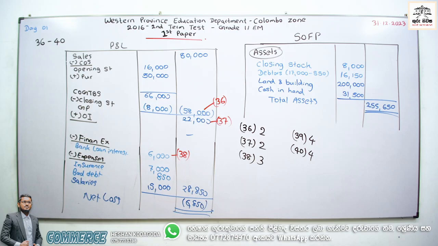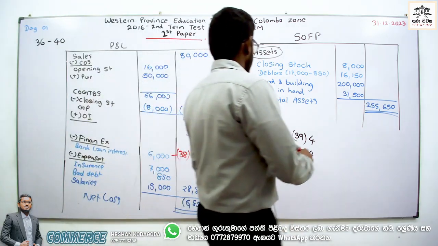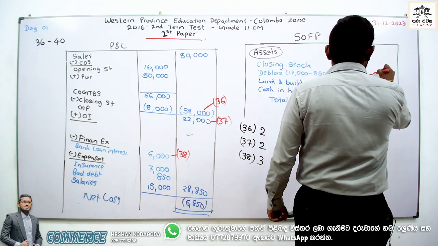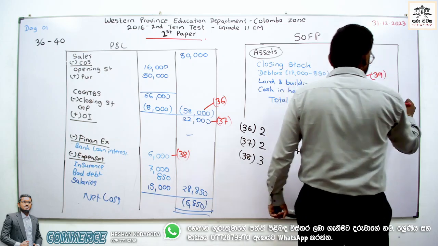So total value of debtors, 39. This is the 40.